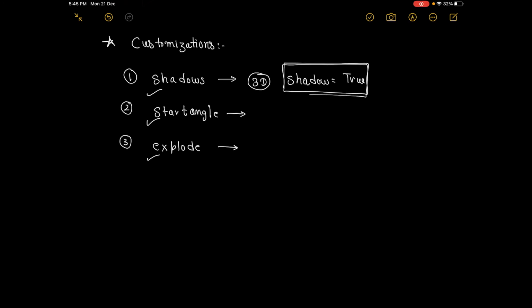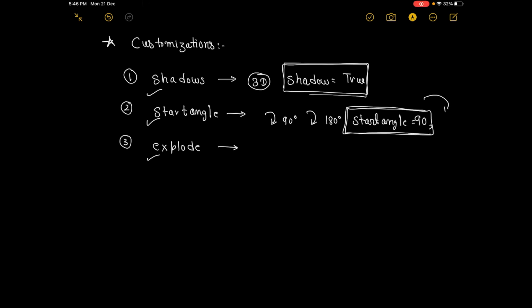So if you give the shadow equals true, you can get the 3D effect. Now coming to the start angle, it is something which you do when you want to rotate your pie chart. So you can rotate it by 90 degrees or rotate it by 180 degrees, something like that. So you can give start angle like this. So start angle equals 90. Now what this is going to do is, it is going to rotate your pie chart by 90 degrees. Just for an example, I have taken 90 degrees. You can give your own values here.